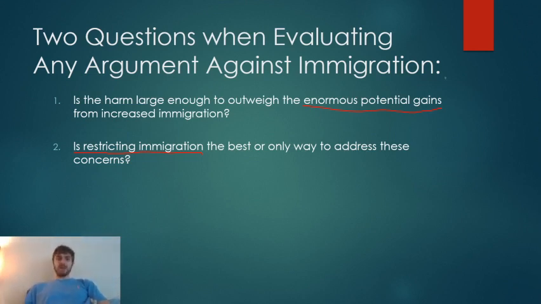So when thinking about arguments against immigration, which there are a lot, and if you think you have a really strong argument, and there are good ones, just like there are good arguments against free trade sometimes, post in the comments and we'll talk about them. But consider these two questions. One, is the harm large enough to outweigh the enormous potential gains? Remember, we're estimating a doubling of world GDP, which is trillions and trillions of dollars. And two, is there a way to address this concern without restricting immigration, or is preventing people from entering the country the only way?